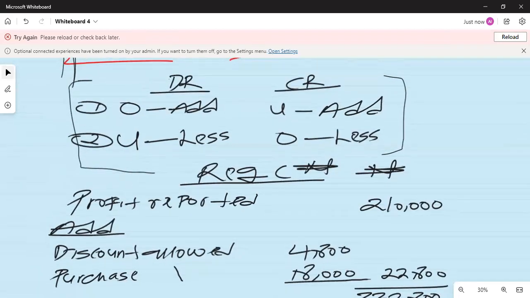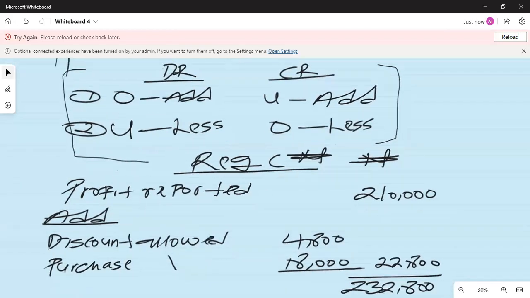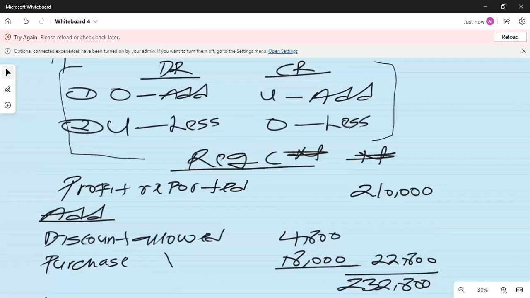And if you want to prepare the statement of profit or loss, please have this at the back of your mind. If the item is either overstated or understated, that is why we are trying to adjust the profit again. If the item is going to be on the debit side of the trial balance and it is overstated, you add. If it is on the debit side and it is understated, you less. If the item is on the credit side of the trial balance and it is understated, you add. And if the item is on the credit side and it is overstated, you are going to less.